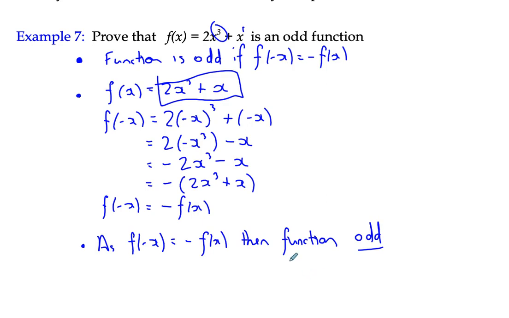So you can see that even functions have line symmetry about the y-axis, and odd functions have rotational symmetry about the origin, and a lot of functions don't fall into either of those categories. So quite clearly most functions, in fact, are not odd or even.